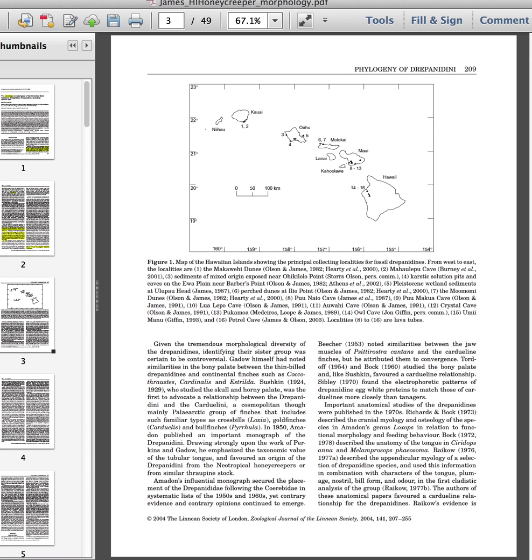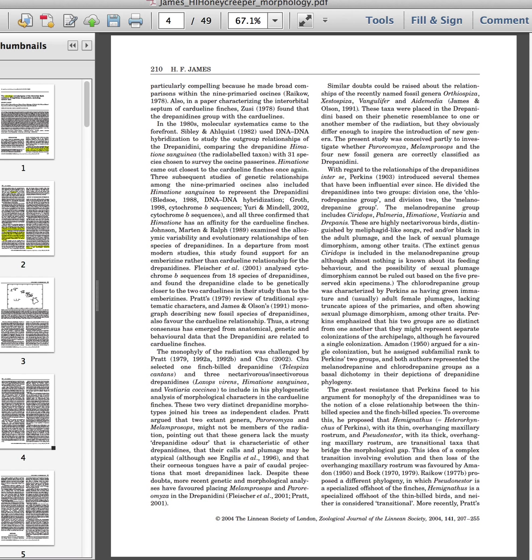Okay, figure 1. This is just a map of sampling locations. Looks pretty typical. Does anything stand out here? Not so much. Most of the islands have at least been sampled by one or more sites.